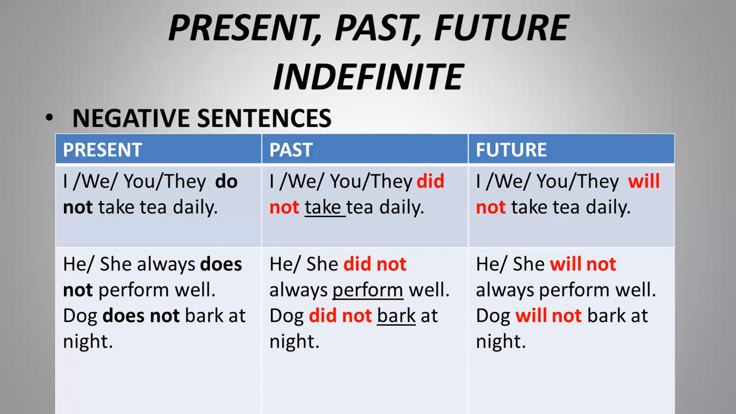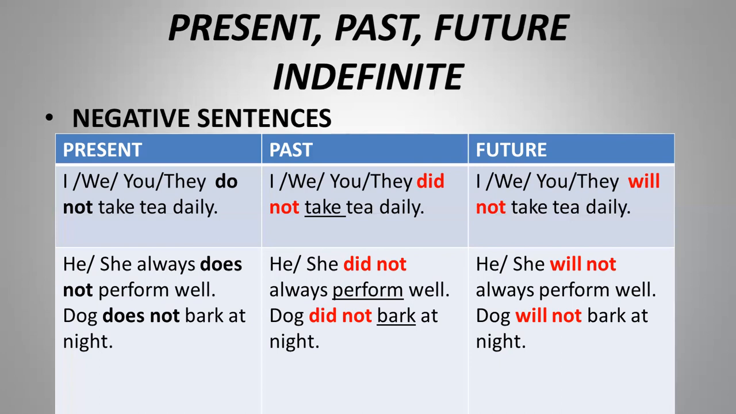When we move from present to past indefinite for making negative sentences, there is only one change, and that is again the change of verb form, that is from do to did. There is no other change.